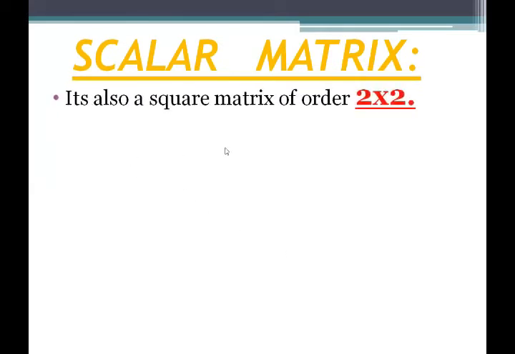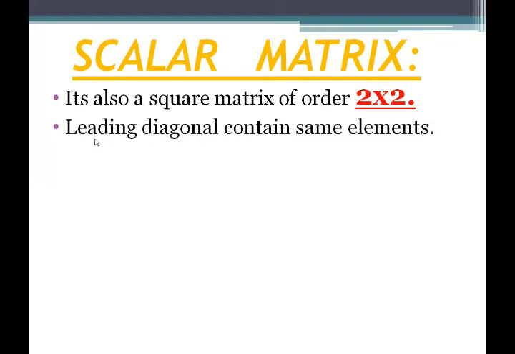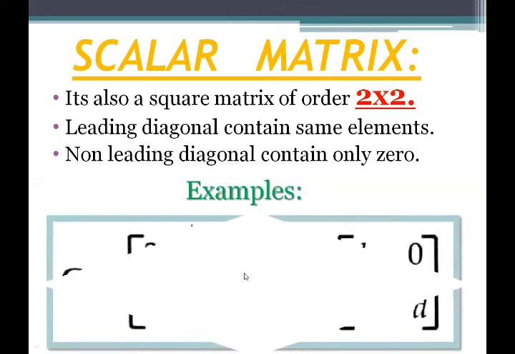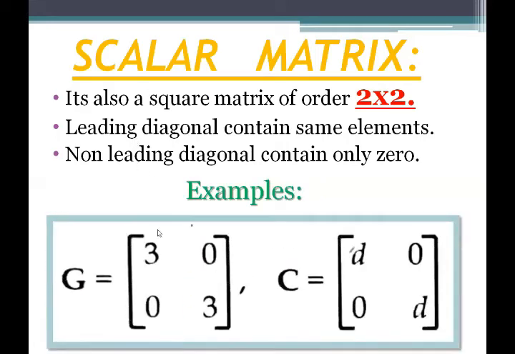Okay. Now scalar matrix, it is also a square matrix of order 2 by 2. The leading diagonal contains the same element, the non-leading diagonal contains 0. What is the difference between a scalar matrix and a diagonal matrix? In a scalar matrix, the leading diagonal contains the same elements, and in a diagonal matrix, the leading diagonal contains different elements, and same as the diagonal one, the non-leading diagonal contains 0.